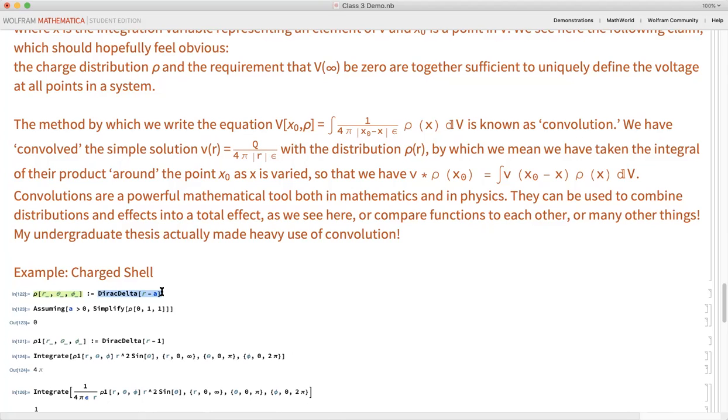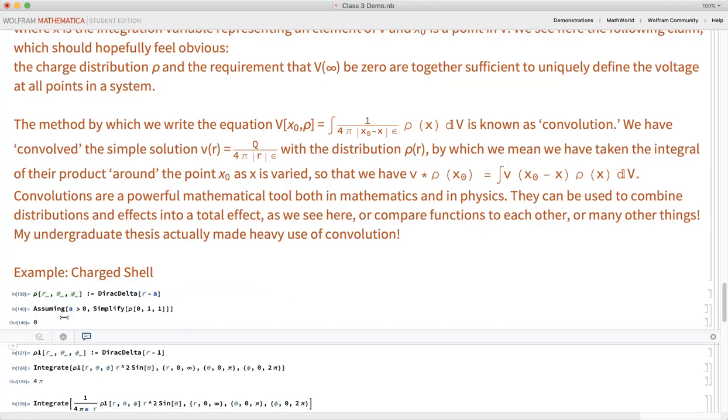We could actually put in another Dirac delta with respect to theta, and now it would be distributed over a 1-dimensional surface. It would be a line, or a curve rather, on the surface of our sphere. And if we put in a third one with respect to phi, now we'd be uniquely defining a single point, and we'd be putting all the charge in a point. So that's what Dirac deltas are.